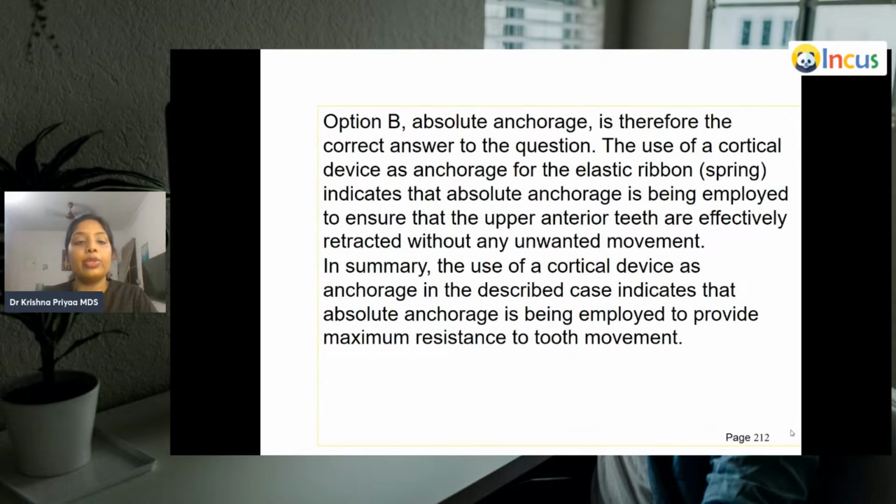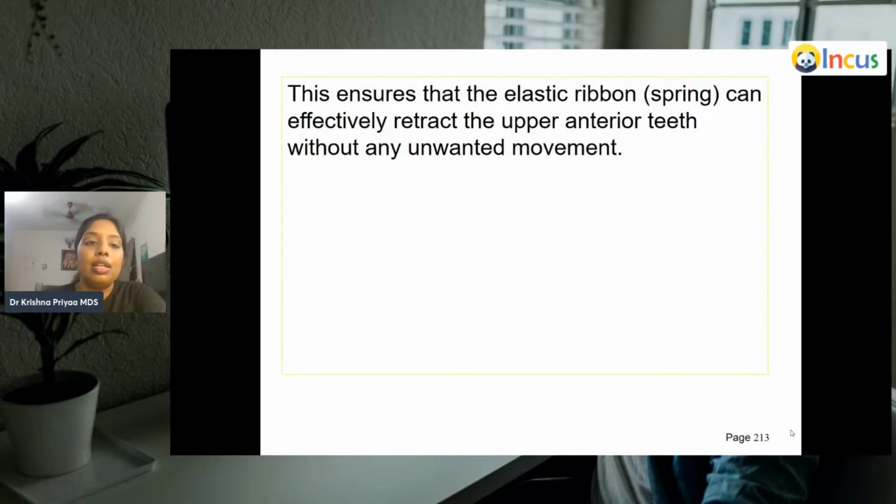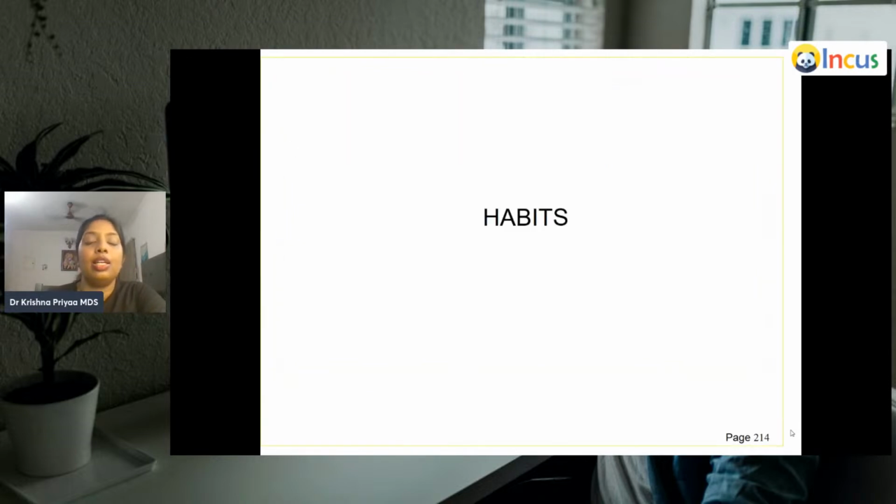The correct answer. The use of a cortical device as an anchorage for elastic ribbon indicates absolute anchorage is being employed to ensure upper anterior teeth are effectively retracted without any unwanted movement. So as we discussed earlier. So done. So with this, we've covered everything with respect to anchorage. What are the different types of it and how it is classified? And we have an in-depth explanation on TADs.